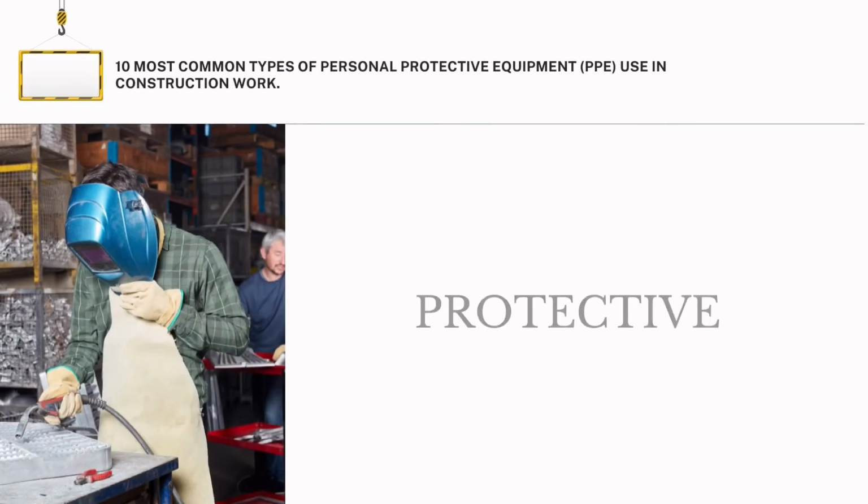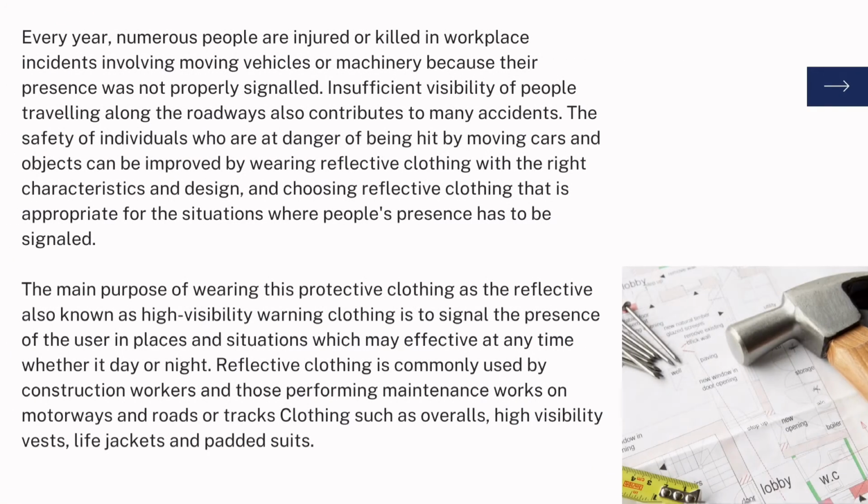So next is protective clothing. Every year, numerous people are injured or killed in workplace incidents involving moving vehicles or machinery because their presence is not properly signaled. Insufficient visibility of people traveling along the roadway also contributes to many accidents. The safety of individuals who are at risk of being hit by moving cars and objects can be improved by wearing reflective clothing with the right characteristics and design.